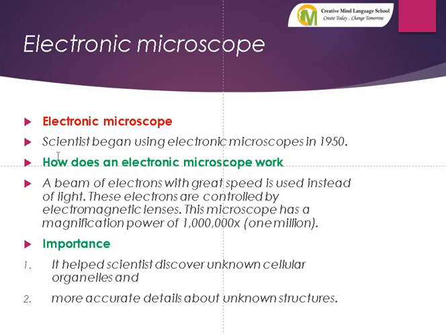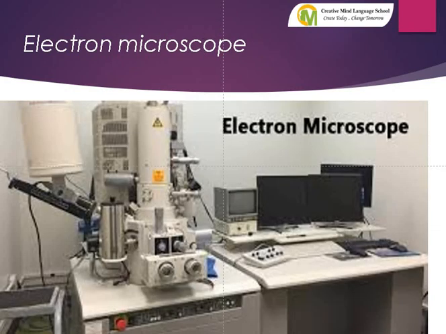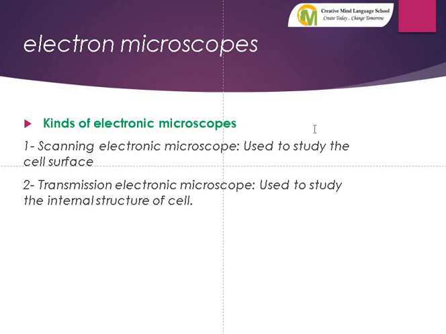Electron microscope. As we see, we have the electron microscope. This is a photo of it. Let's know the kinds of electron microscope. We have two types: the scanning electron microscope, used to study the cell surface, and the transmission electron microscope, used to study the internal structure of the cell.